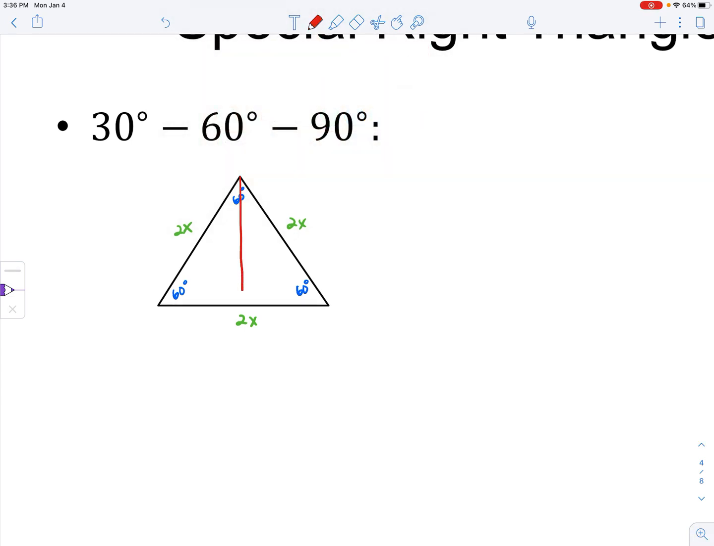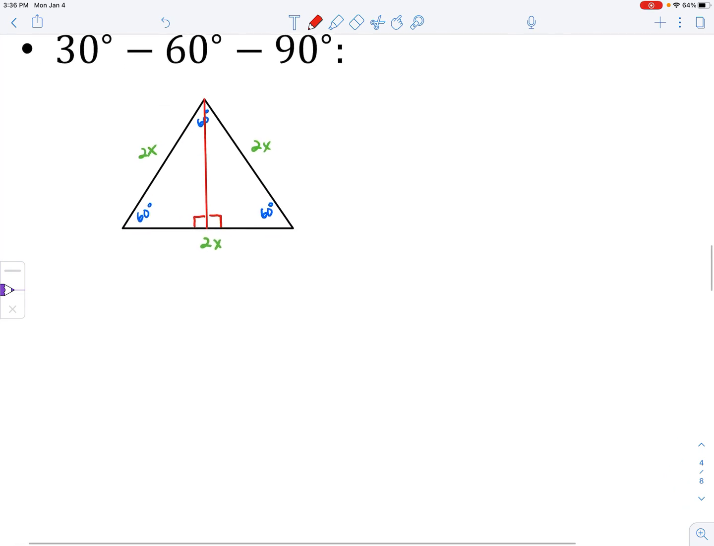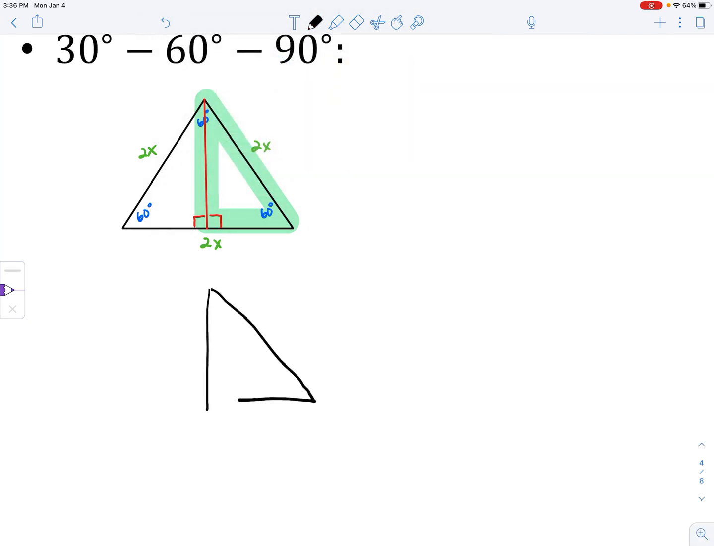Now I'm going to create two right triangles by dropping a perpendicular, cutting that top angle in half, and forming two right angles. We've created two right triangles, and we're going to focus on just one of them. So I'm going to draw that down here.